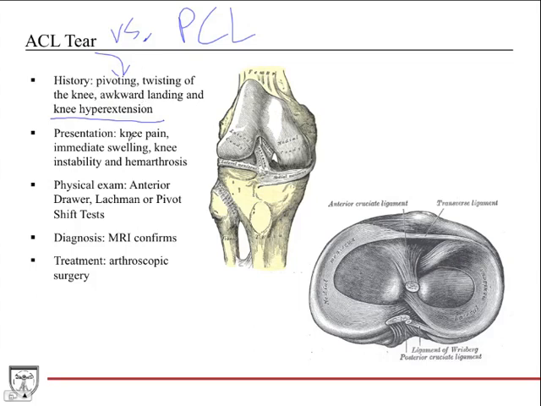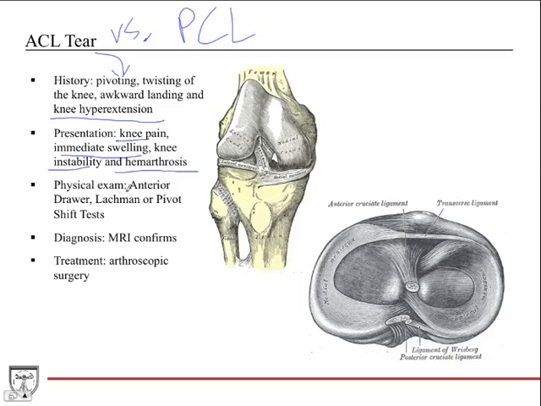On presentation, they're going to have knee pain, obviously, immediate swelling, and then knee instability. So that's another thing, they'll say after the injury, the patient felt like when they were walking, their knee was going to give out. That's a big buzzword or buzz phrase for ACL injury. And then hemarthrosis, which is heme meaning blood, arthrosis joint, so blood in the joint space.